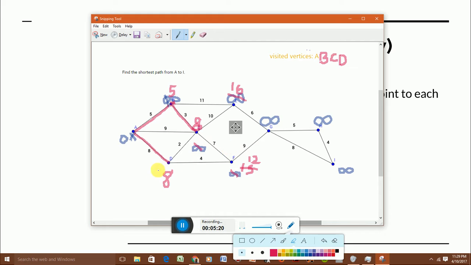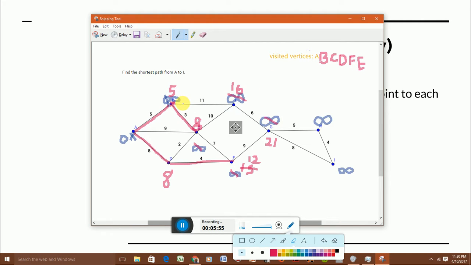All right, so we're finished with D, and then we look for the next lowest point, which in this case will be F because it has 12. So we go from D to F because it had 12, and then if we go from F to G, 12 plus 9 will give us 21. We're looking for the next lowest vertex, and that will go back to vertex E with 15.